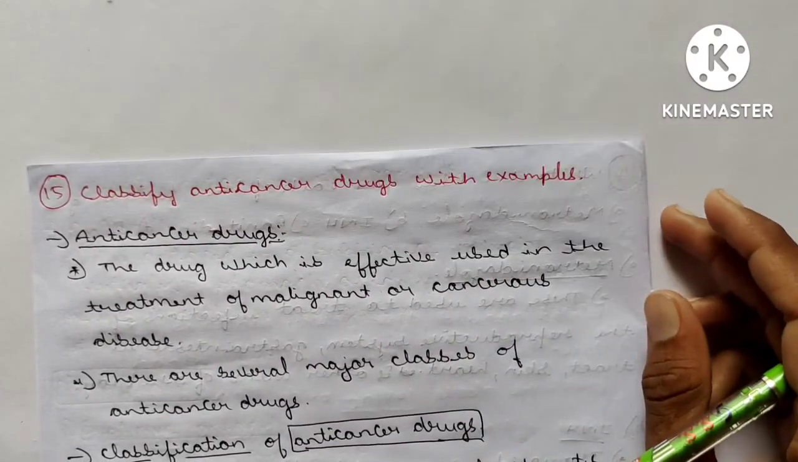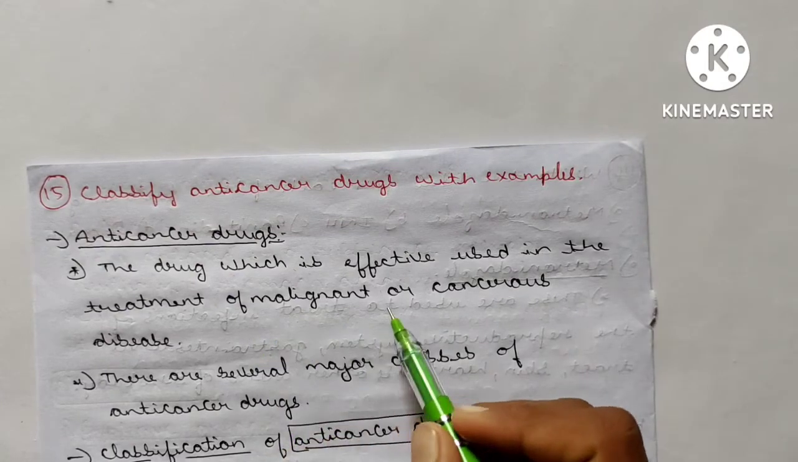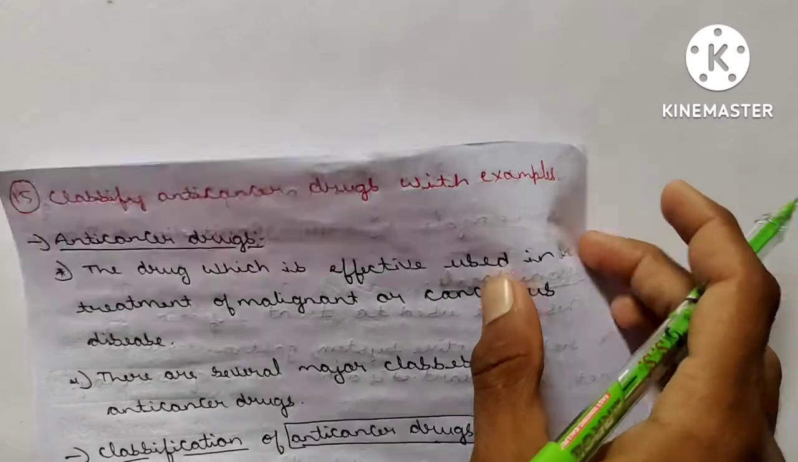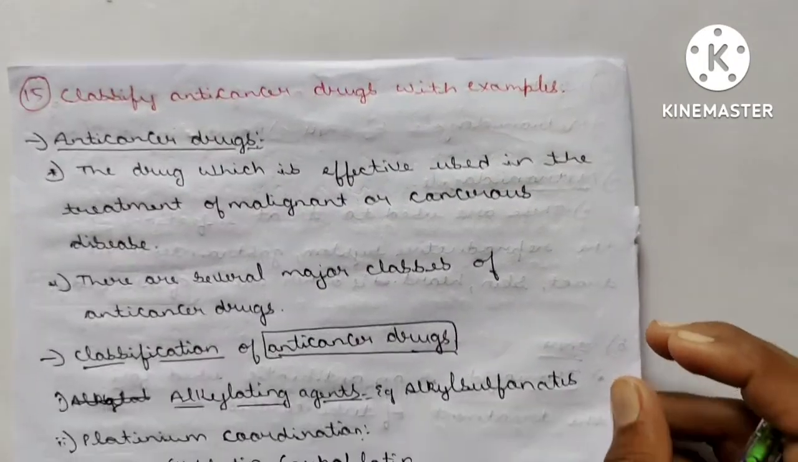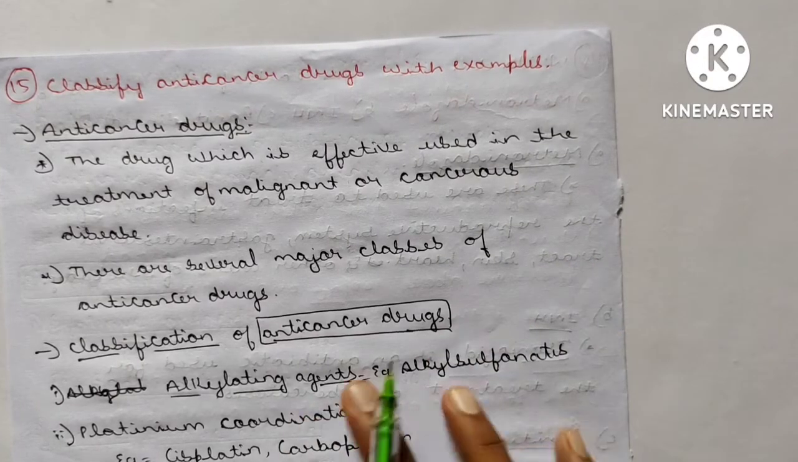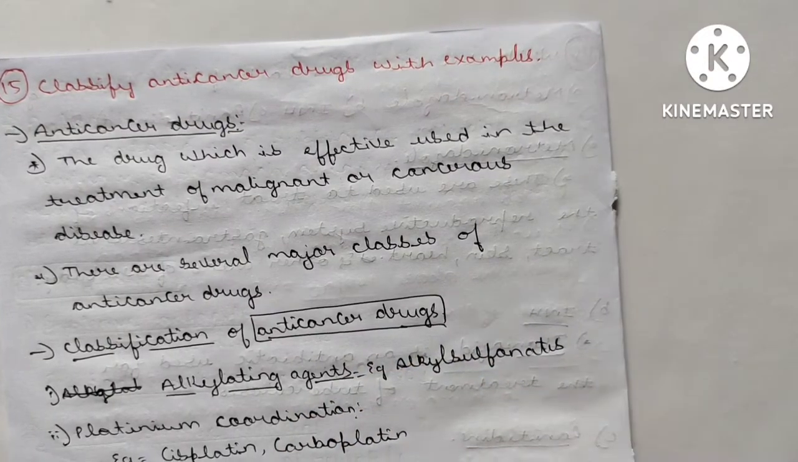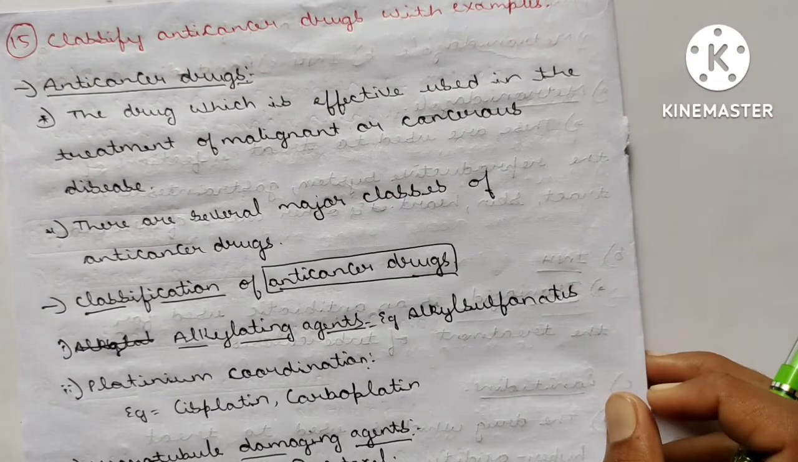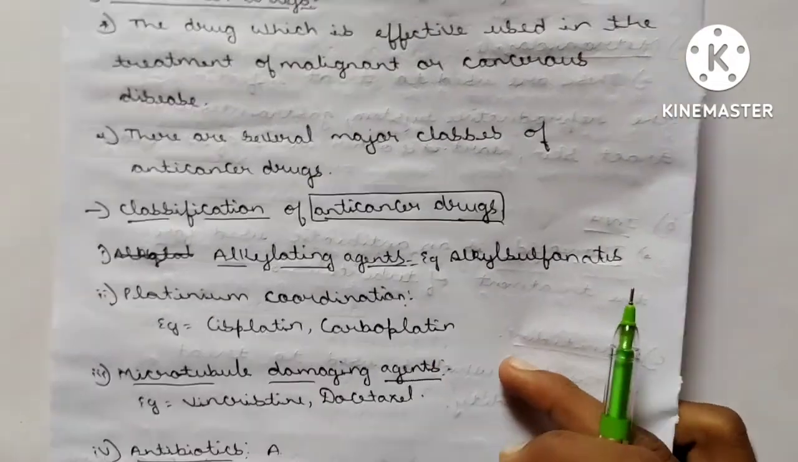Classify anti-cancer drugs. Anti-cancer drugs are effectively used in the treatment of malignant or cancerous disease. There are several major classes of anti-cancer drugs. Many are there. A classification of anti-cancer drugs: alkylating agents, alkyl sulfonates, example platinum coordination, cisplatin and carboplatin.